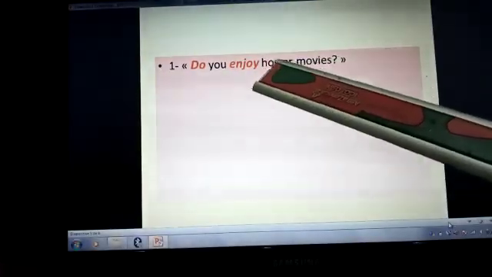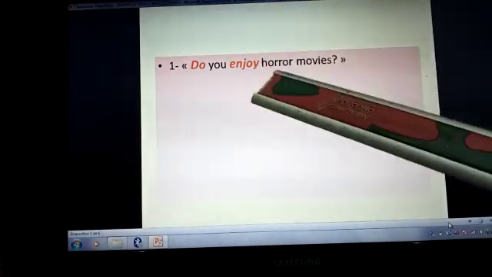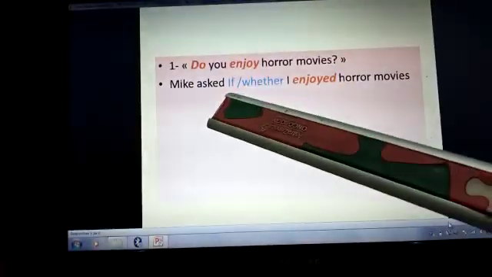Now we are going to see another question. It's yes/no question. The report speech of yes/no questions. Do you enjoy horror movies? So in English here, you answer the question, do you enjoy horror movies? The answer you can say yes or no. These are called yes/no questions. For report speech of yes/no questions, always we say if or whether.